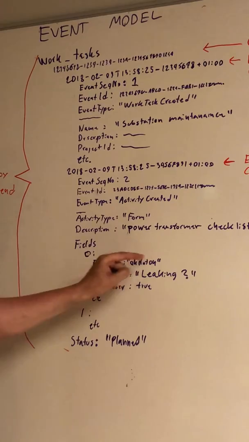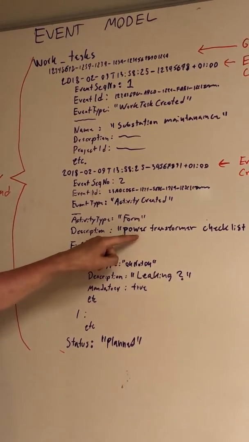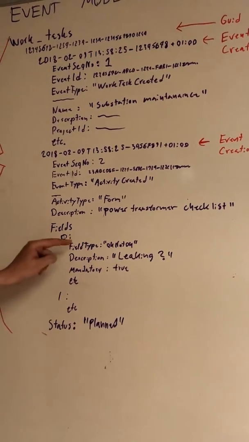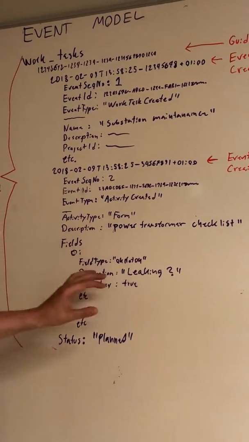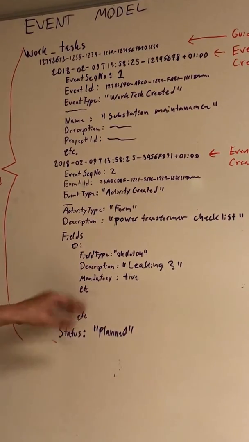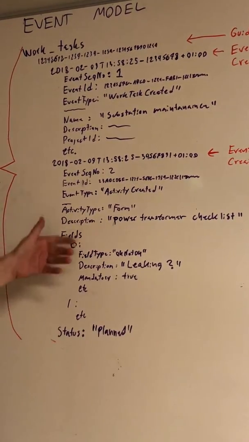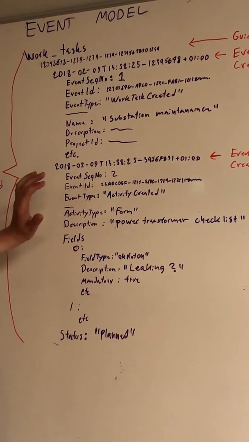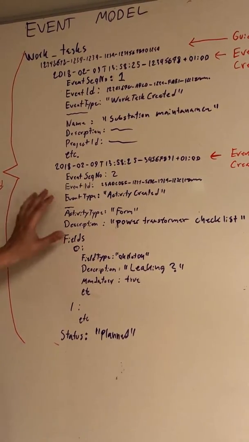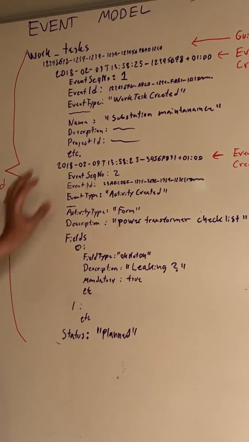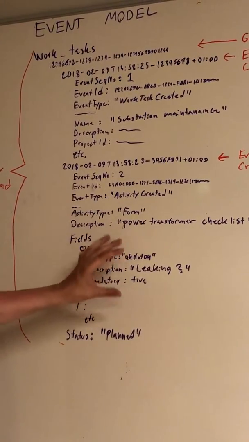It's a form, and it has a description, say you have to power transform a checklist, and there are a lot of fields here telling what form fields the user has to fill out, if they're mandatory, pick lists and all kinds of stuff. It also comes in as an event. So you say, okay, I want this activity as part of this work task. So the system will create an event telling I want to create such an activity.